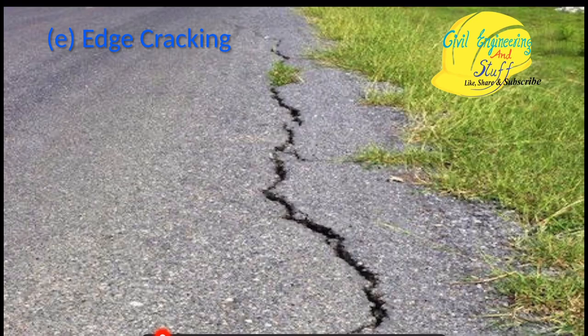Then we have what we call edge cracking. Basically, the cracks we have seen so far are along the carriageway, and if these cracks are only confined right at the edge, as we can see in the image here, then we call them edge cracking. We say that the pavement has failed under edge cracking. The confinement of this crack is right at the edge only.